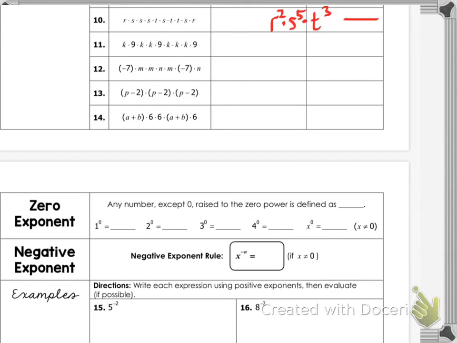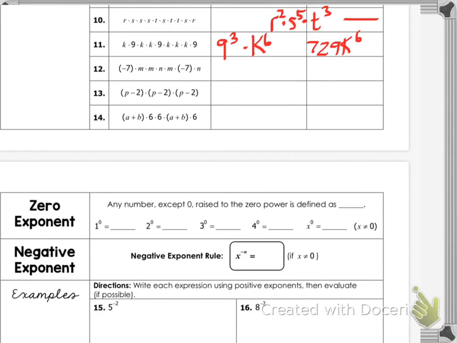Alright, the next one. We have k times 9 times k times k times 9 times k times k times k times 9. Alright, 9 is a factor 3 times, so 9 to the 3rd power. Times k, we see k as a factor 6 times, so it's going to be times k to the 6th power. We can evaluate this, and when we evaluate this, we can do 9 times 9, which is 81, times another 9 gives us 729. K to the 6th power, that's as simple as that can go. If we want just a numerical value, we have to evaluate this when k is equal to a given value.